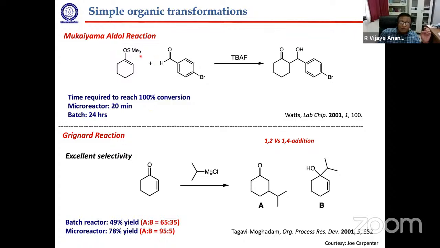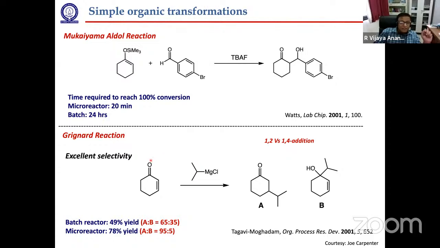And actually you have to maintain the reaction properly. If moisture or something is there in the reaction, that would lead to the decomposition of the starting material. So you have to be careful. You should not allow this to stay in the reaction flask for a very long time. And in microreactor, the reaction takes only 20 minutes to achieve 100% conversion.